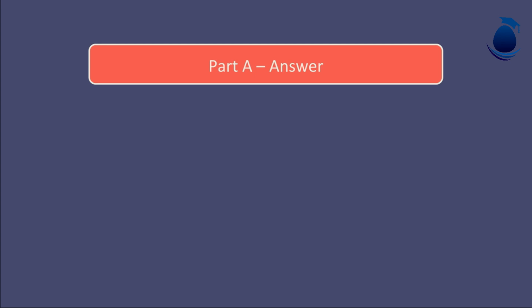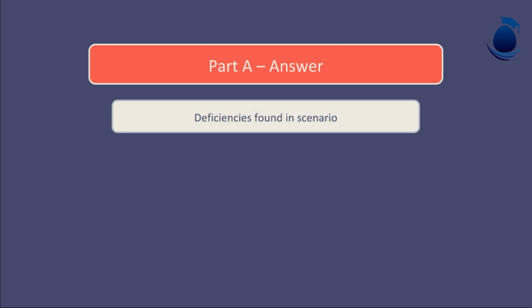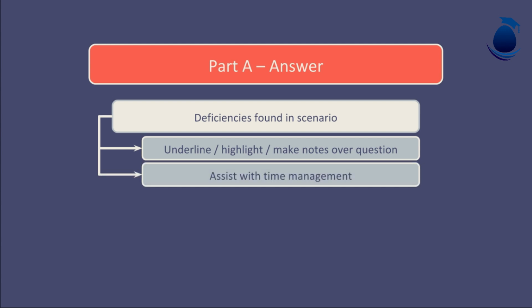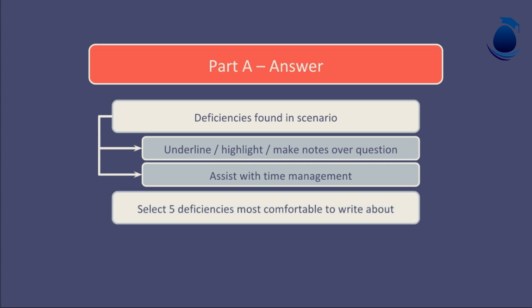All of the deficiencies can be found in the scenario. As you scan the scenario detail, you should make note of the issues you feel are relevant. Underline, highlight, and make notes all over the scenario so you are forming a plan of your detailed answer. This will help you with time management. The trick is then to select 5 deficiencies that you find most comfortable writing about. There are many deficiencies detailed, and with thorough revision of past exam questions, you will see similar issues pop up.